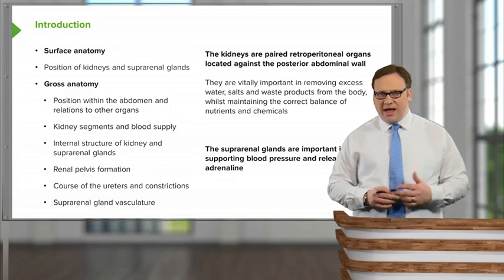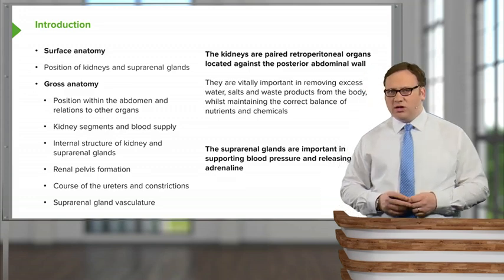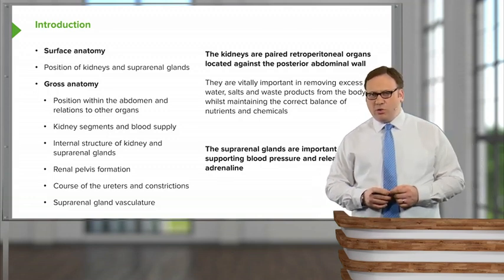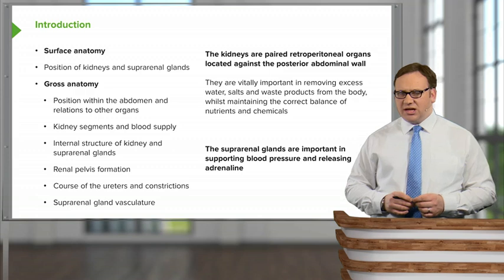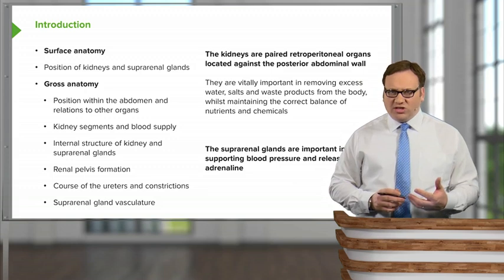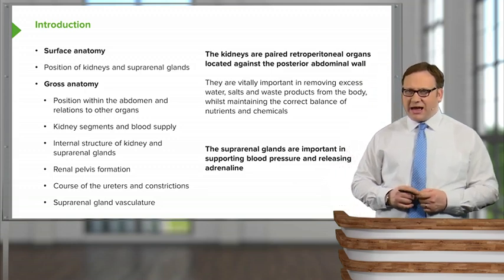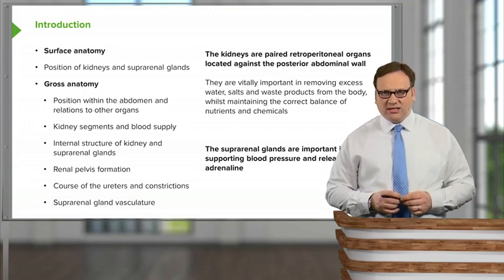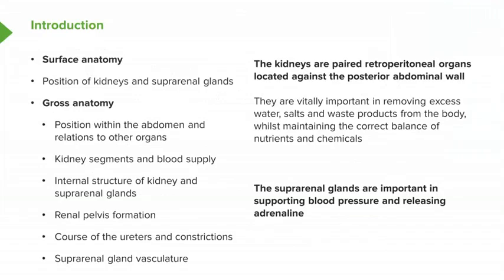So the kidneys are paired retroperitoneal organs located against the posterior abdominal wall, and they're really important in removing excess water, salts, and waste products from the body. They're important in that they maintain the correct balance of nutrients and chemicals, so maintaining homeostasis, the internal environment. The suprarenal glands also play an important role, and that's in supporting the blood pressure and releasing adrenaline, and we'll explore that through this lecture.